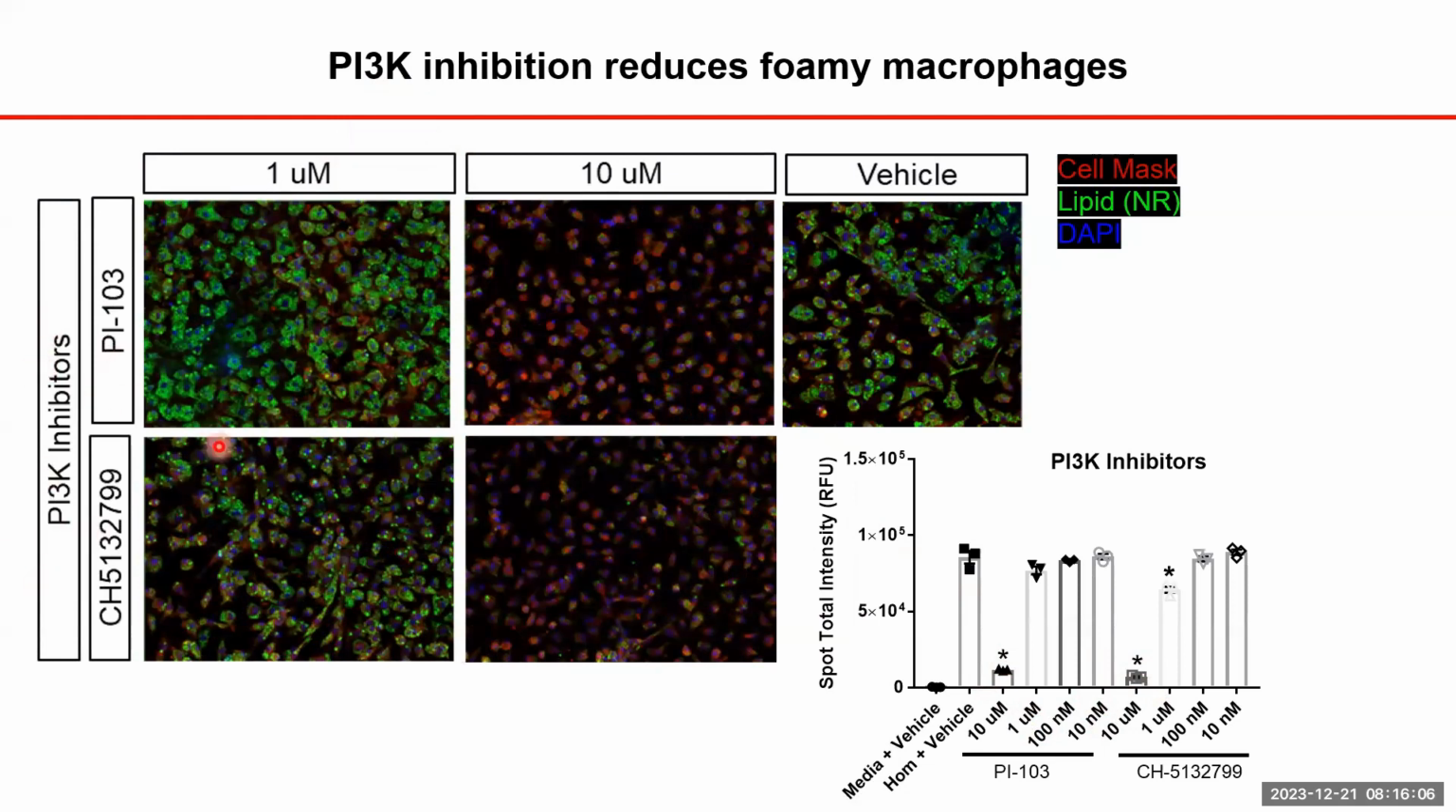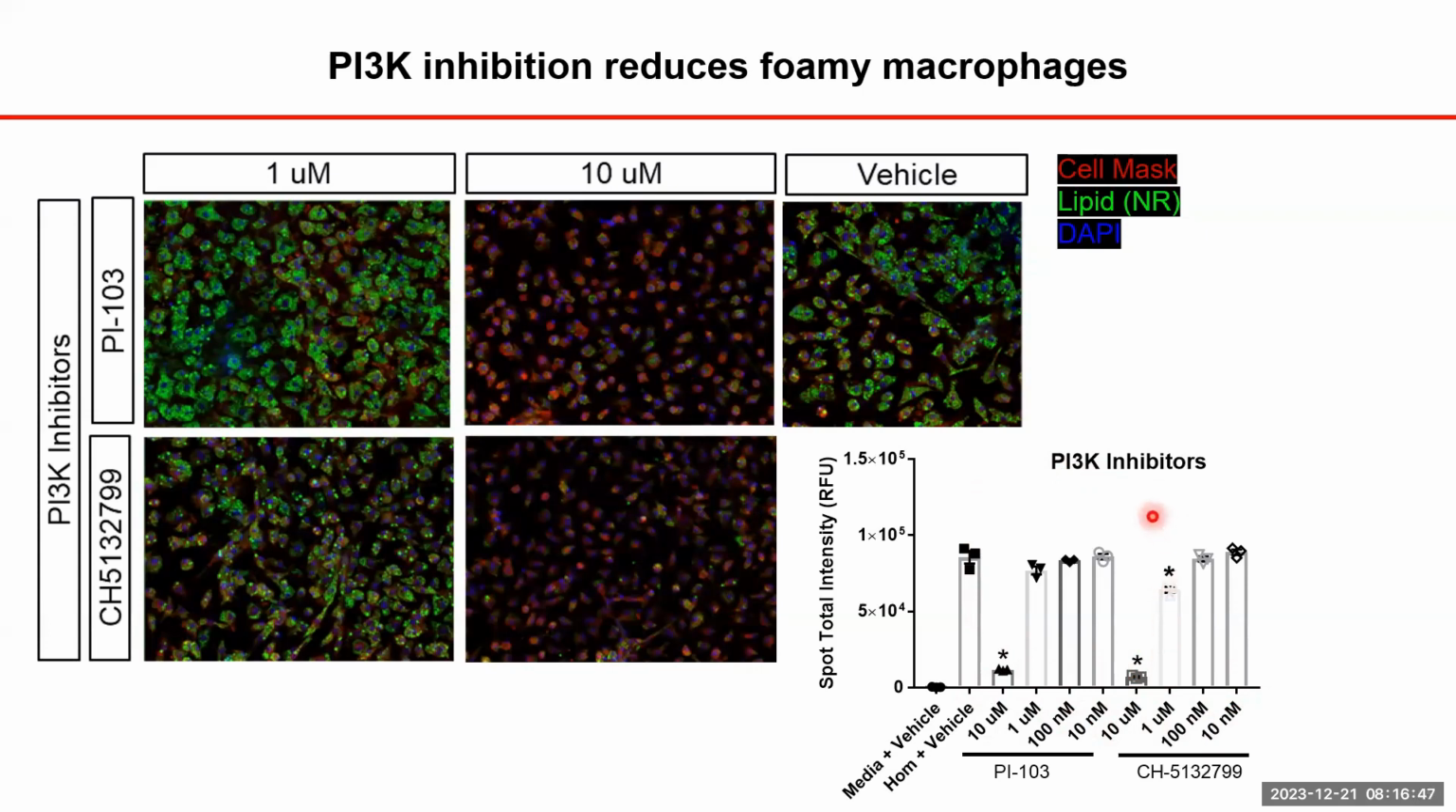So these are two different types of PI3 kinase inhibitor. We tested at multiple concentrations. As you can see, this is a vehicle condition where you have accumulation of lipids. We have a similar amount of lipid accumulation when we treat with one micromolar concentration. But at 10 micromolars, there's a significant decrease, and that's quantified in the graph down below. And so that gave us our first foot in the door as far as trying to get at the mechanism of foamy macrophage formation after spinal cord injury.